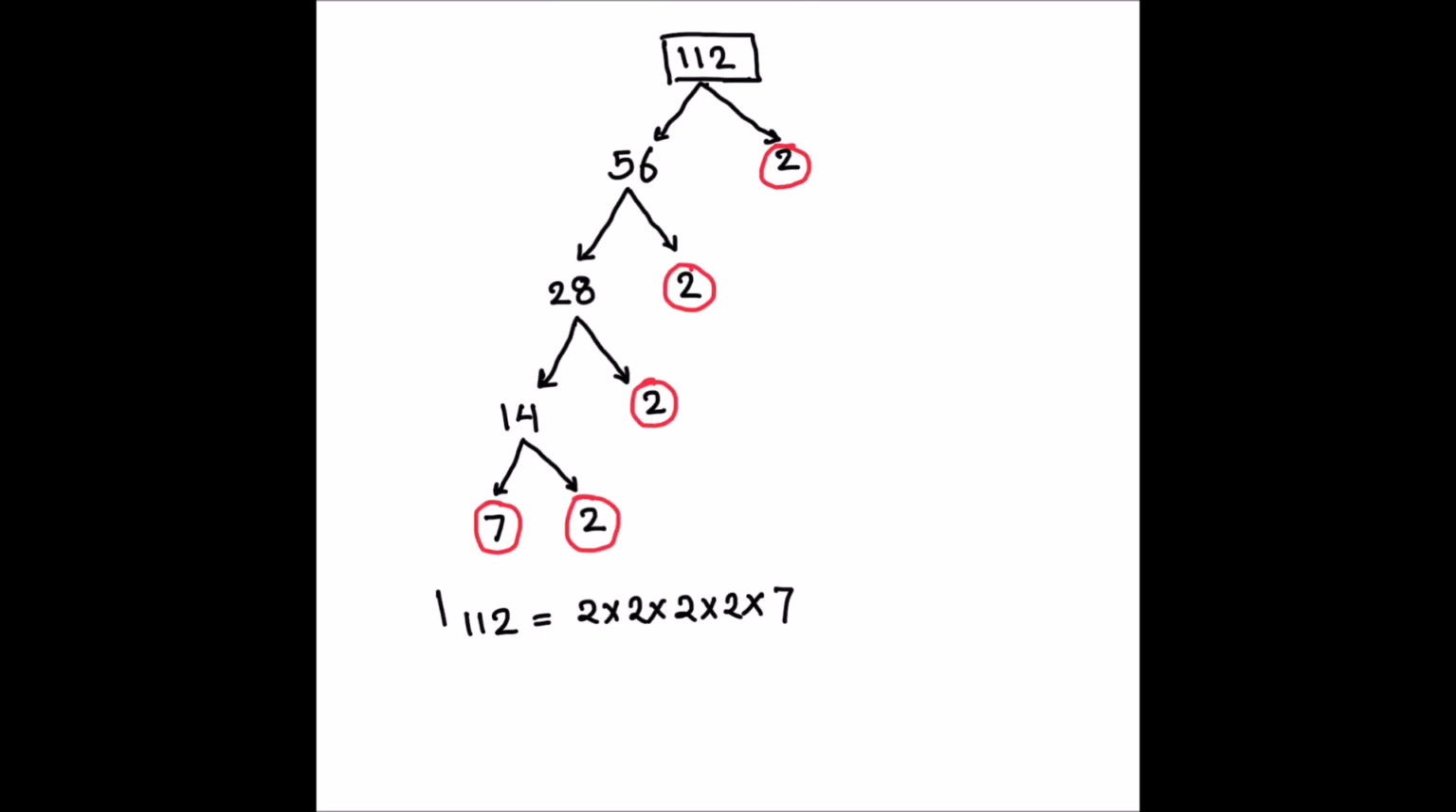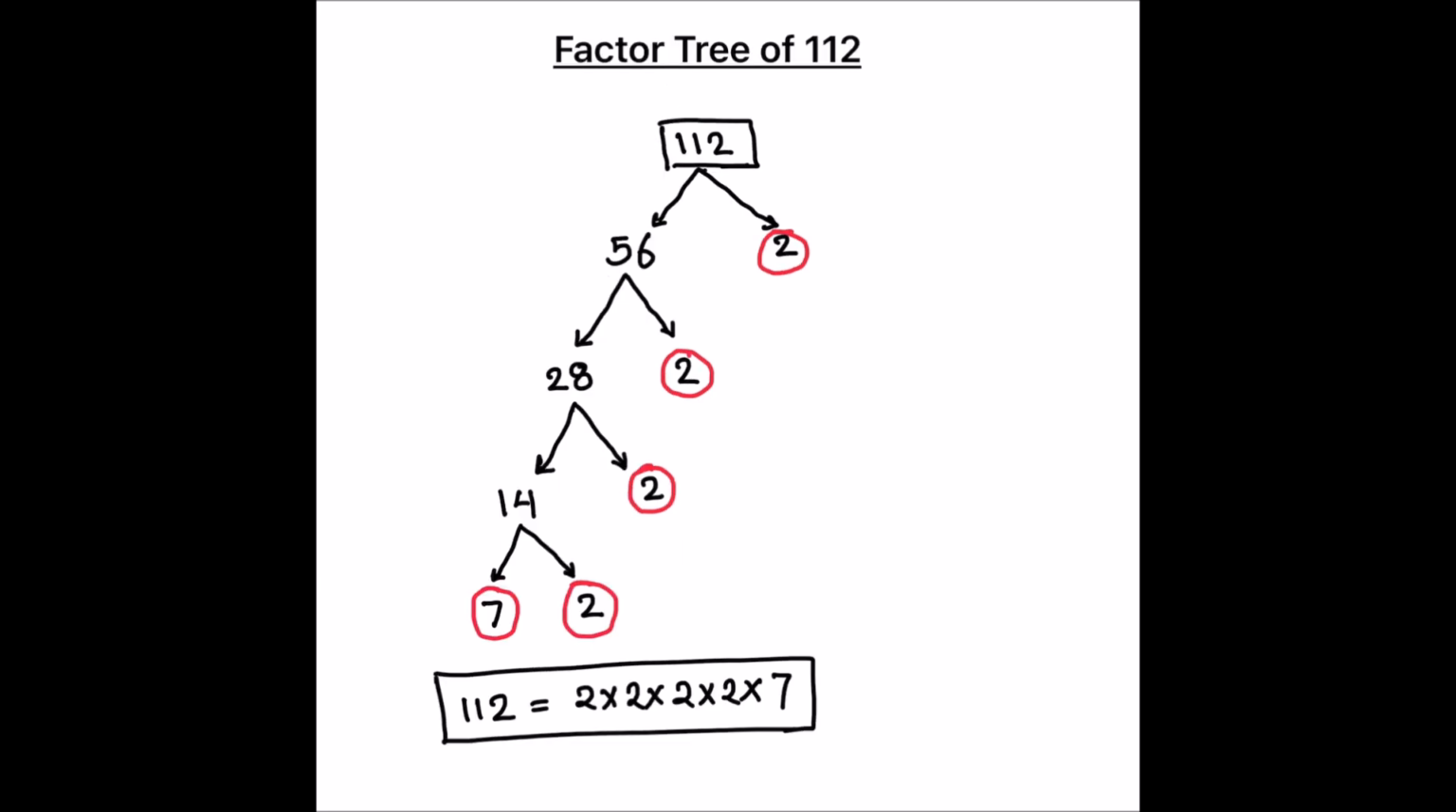This is how we can find the prime factors of any number using the factor tree method. One more thing I want to point out here is that there can be more than one factor tree of the same number. We can divide 112 by any other number like 4. If we divide 112 by 4, the factor tree will be different than this one, but the factors remain the same. So the factors will always be 2 times 2 times 2 times 2 times 7. This is how we draw the factor tree for any number.